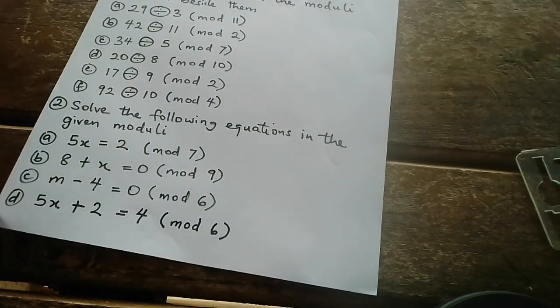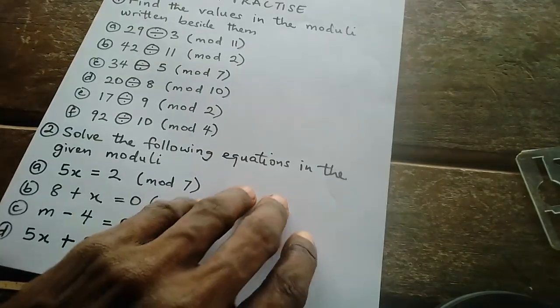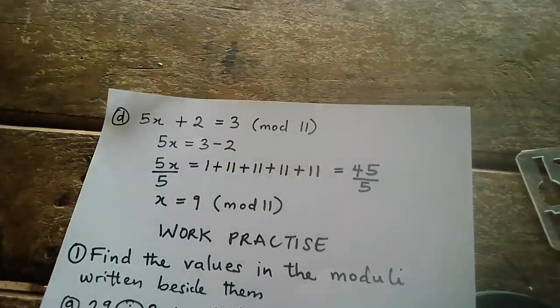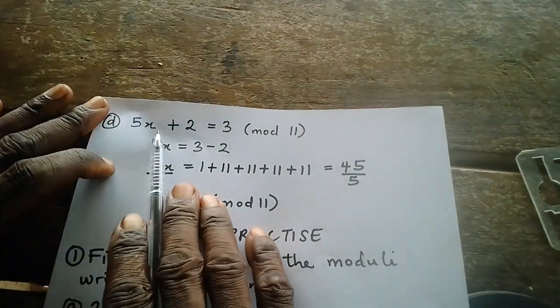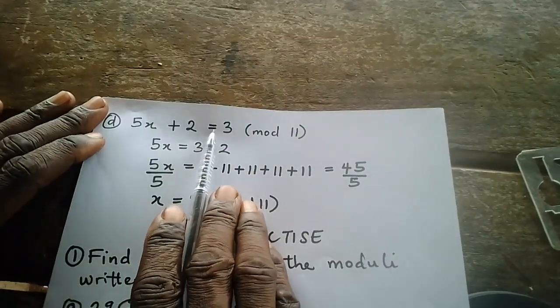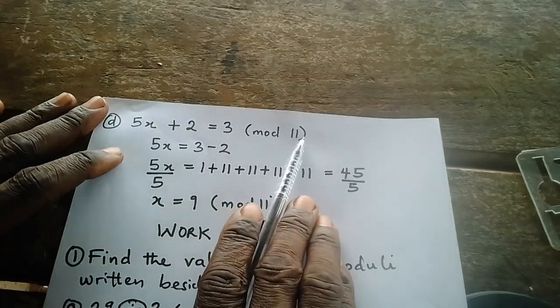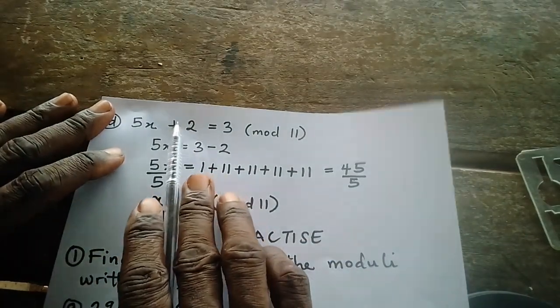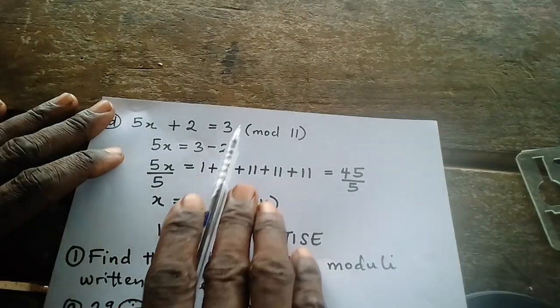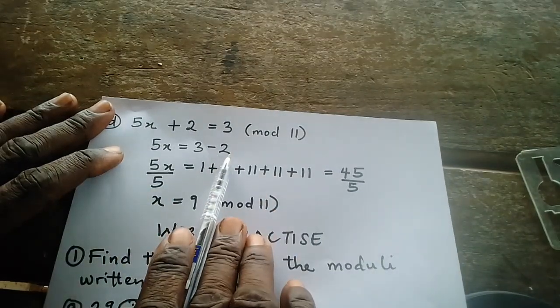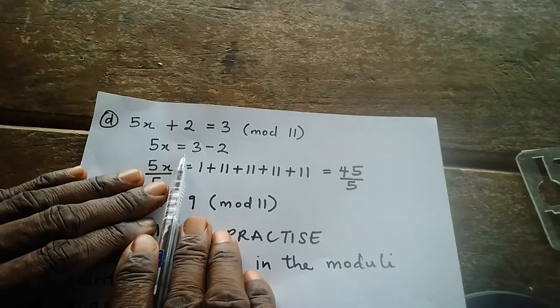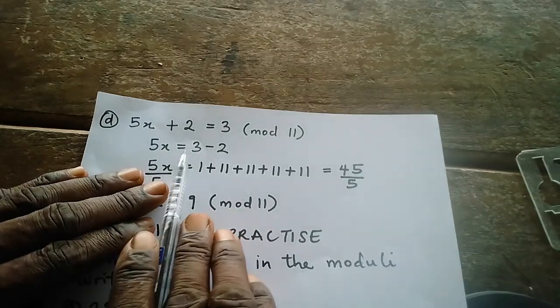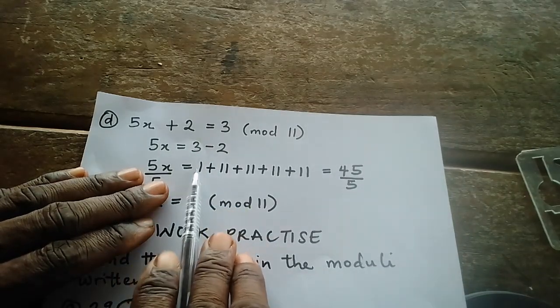Now, lastly, let's have the last example. We are having 5x plus 2 should be equal to 3 in mod 11. So you realize this is plus 2 here. When plus crosses the equality sign, it will turn to minus. So you have minus 2. So 5x is equal to 3 minus 2. 3 minus 2 will give us 1.